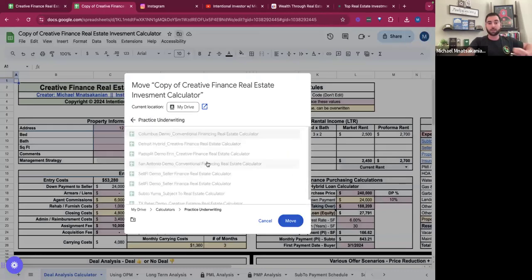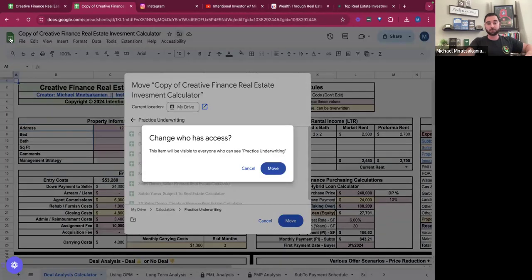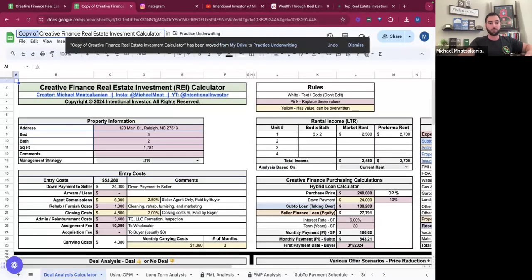Calculators, practice underwriting. This is where mine is. Move it. And then we're going to change the name. So I know this deal's a one in Utah.